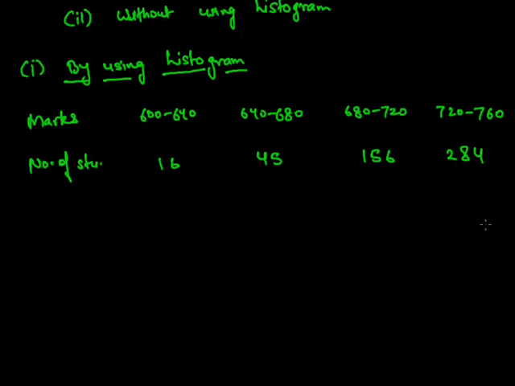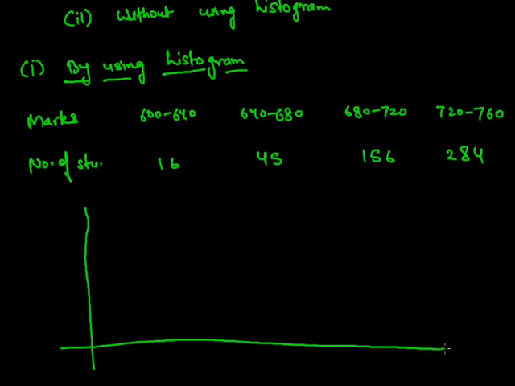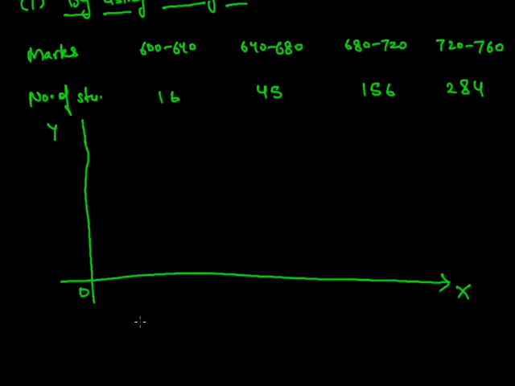So now, as we know that it is by using a histogram, first we'll make the histogram. Then we'll see how to make the frequency polygon curve. So now again we'll plot this data. So x-axis and accordingly y-axis. This is our origin. So marks: definitely marks will be on the x-axis.